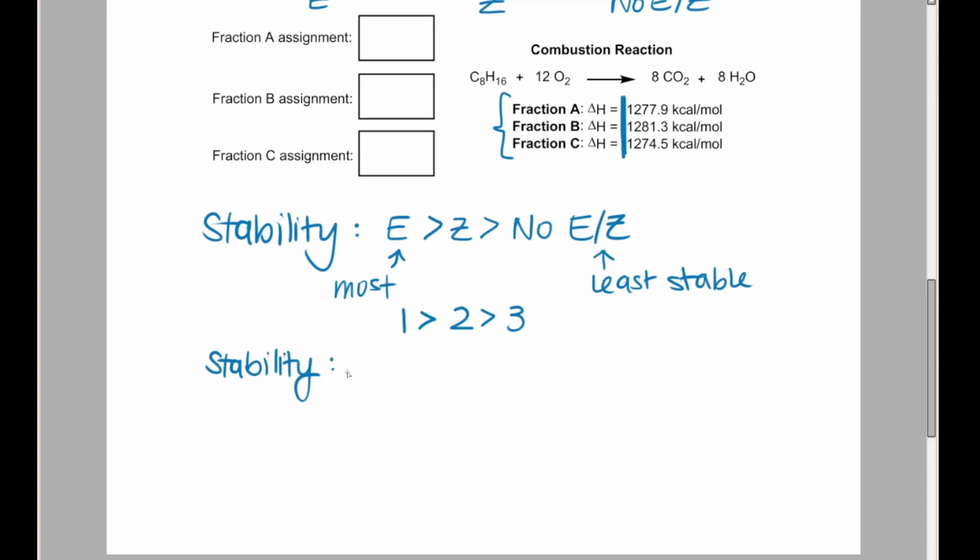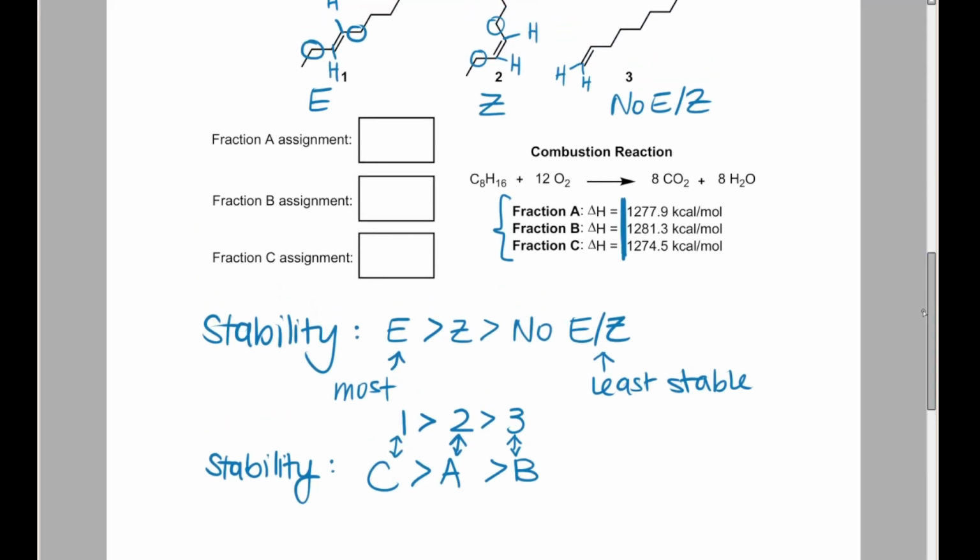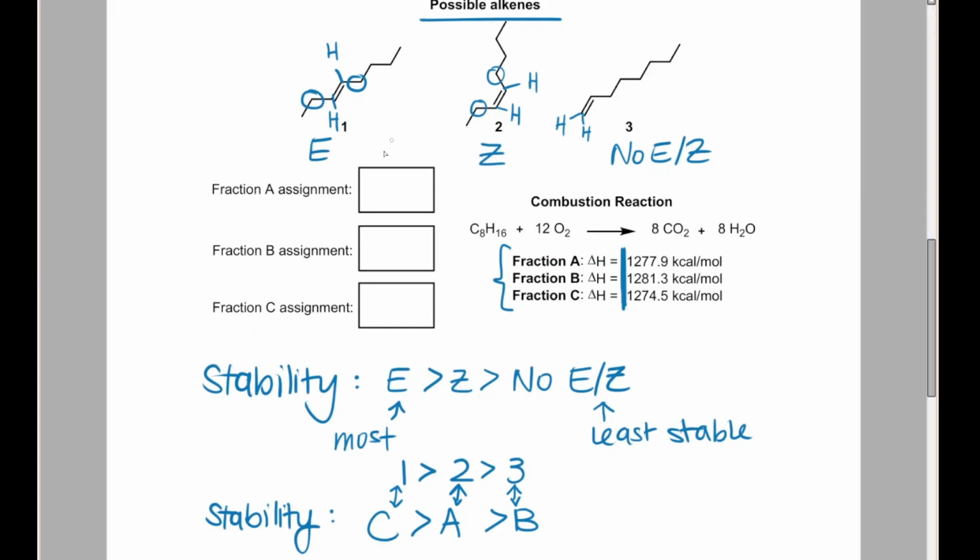So in this case, we can see that fraction B has the highest magnitude, so that's going to be the least stable. And the next highest magnitude is fraction A, which is 1277.9 kcal per mole. So that's going to be the intermediate stability. And then we have fraction C left as the most stable. And now we can match these up with what we found earlier with the stability of the alkenes and just write our answer. So for fraction A, we know this is 2, and fraction B, we know it's 3. Fraction C is 1.